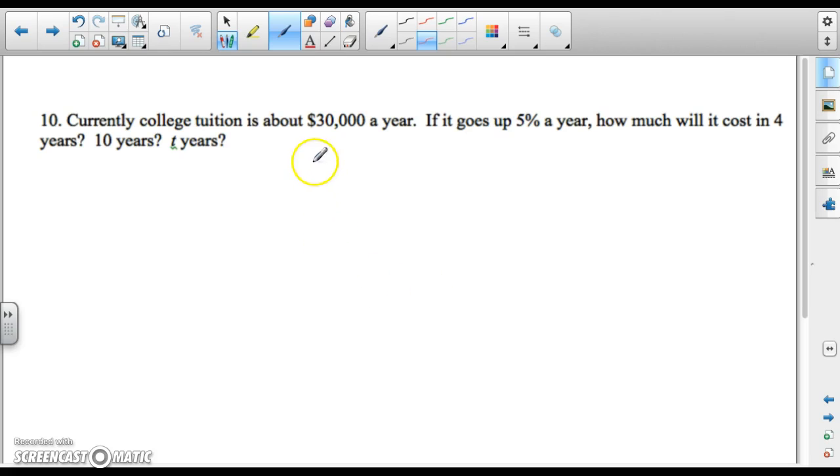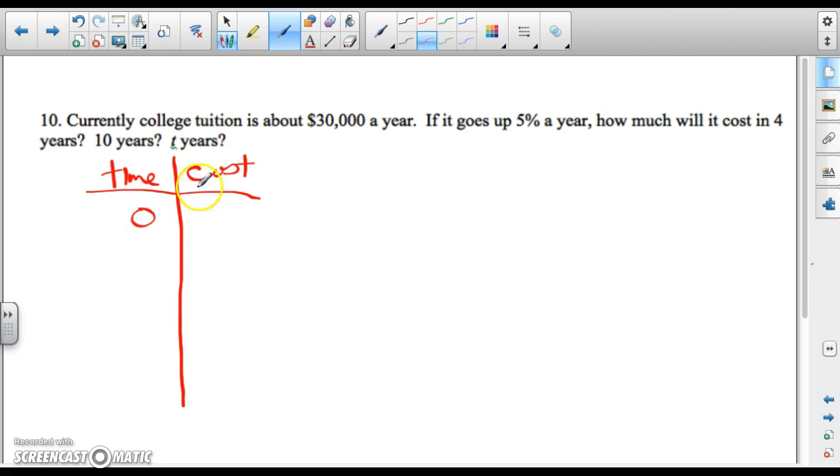It says currently college tuition is about $30,000 a year. That's a lie. If it goes up 5% a year, how much will it cost in 4 years, 10 years, T years? And what we can do is just set up a table. Instead of x, let's call it time. And then, depending on how long we are in college, we'll also have a cost. Well, in the 0th year, we're going to pay that $30,000. That's now, $30,000. What we're going to do is set up a table very similar to what we did in Algebra 2, just seeing as it goes up 5% what it's going to be. So in 1 year, we see we're going to have to pay the $30,000 plus 5% of that $30,000.